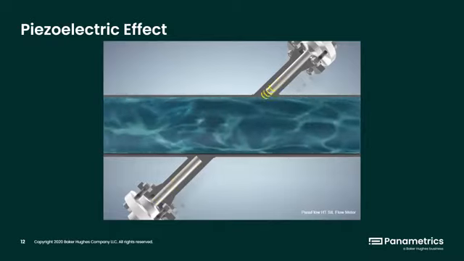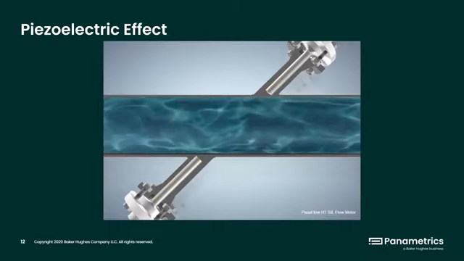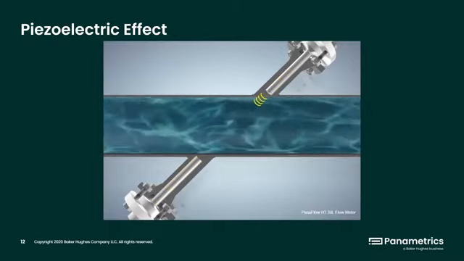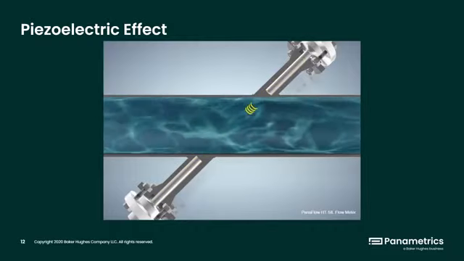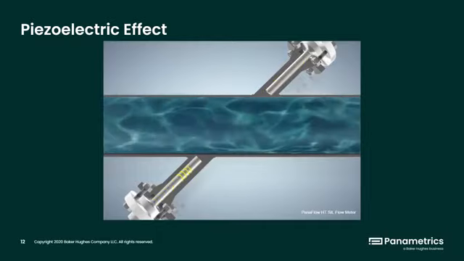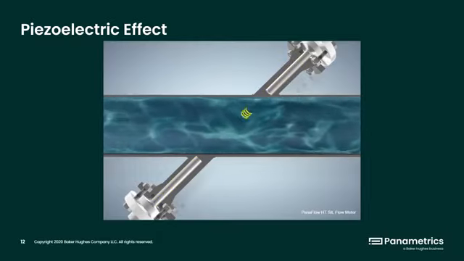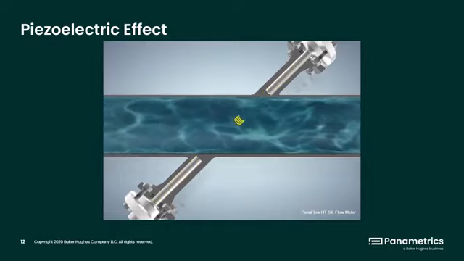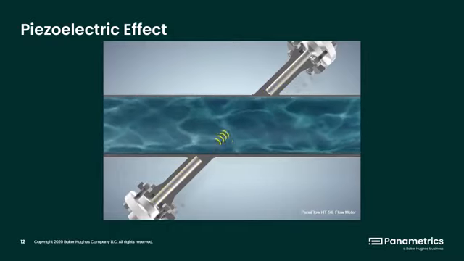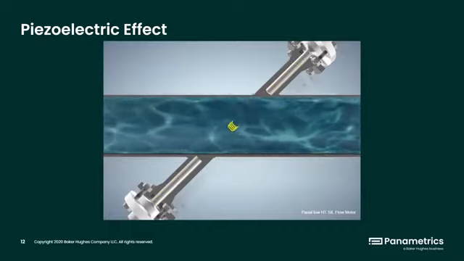These transit times in each direction are used to calculate velocity, which we will look at in just a few minutes. In addition, both transducers are required for flow measurement. Just like you need two people to have a conversation, we need two transducers to talk back and forth for flow measurement.